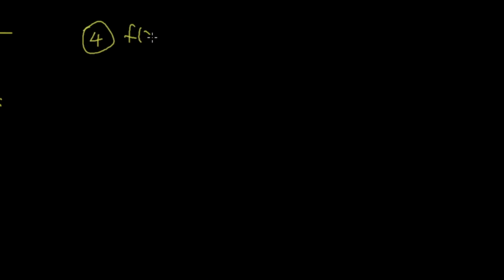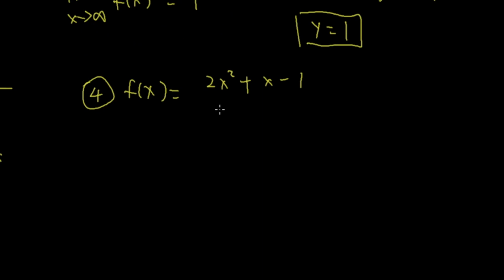Let's say f of x is equal to 2x squared plus x minus 1, divided by x squared plus 2x.